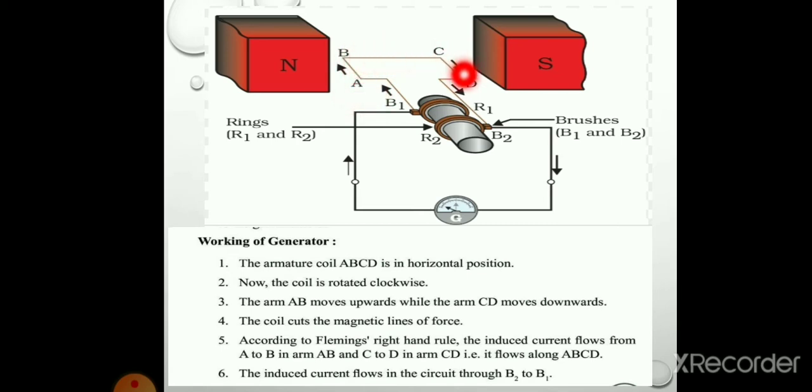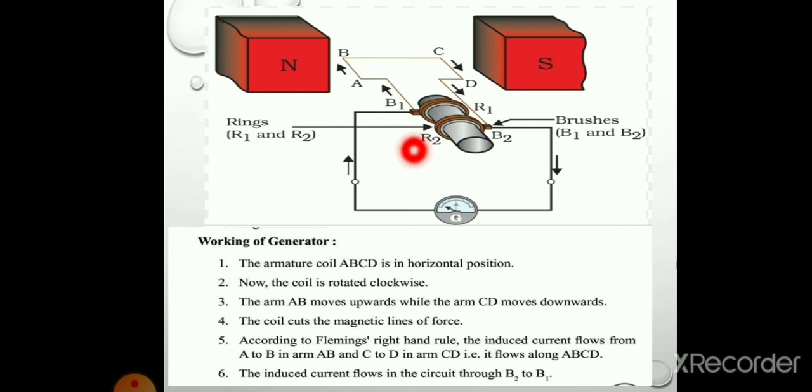And by applying Fleming's right hand rule on side CD, here the force is downwards, magnetic field is left to right towards the right side. So current flows out of the paper, that is from C to D. So it is towards us, right? So it moves from C to D. Hence current flows into the brushes B2, moves along the galvanometer and finally enters B1. Hence we say that current flows from brushes B2 to B1 in the external circuit.